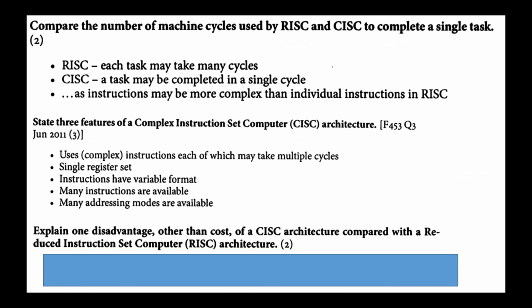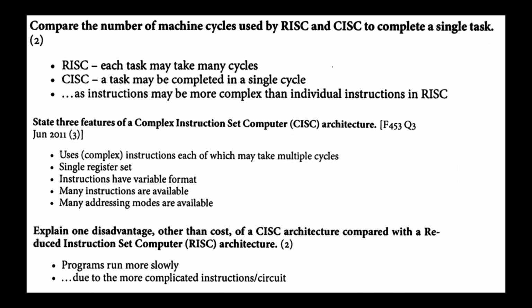So the first thing is it uses complex instructions, which you can get just by their name. So that's just 1 mark. So read the question. Explain one disadvantage other than cost of a CISC architecture compared with a RISC architecture. So have a look: programs run more slowly due to more complicated instructions or circuits. You have to get both of those points, and I think it's dependent on the one above it. So you have to get that programs run more slowly and then give a reason, explaining why it is a disadvantage.